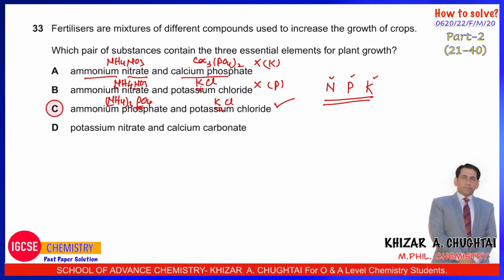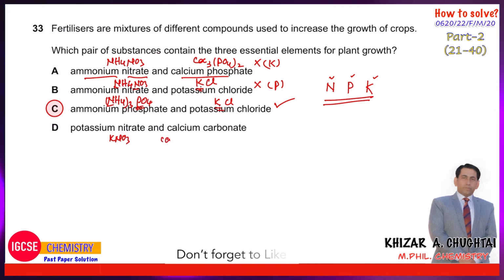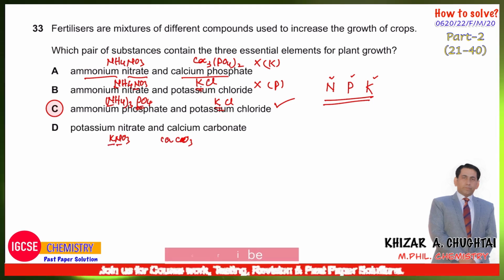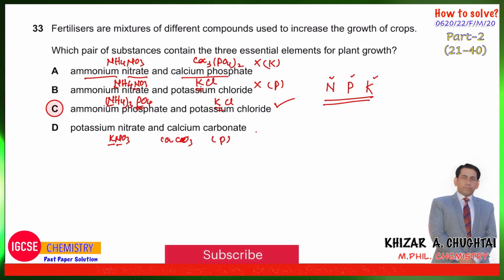However, let me check the D one. Potassium nitrate, KNO3, and calcium carbonate. There is nitrogen, potassium. Again, phosphorus is missing. So it is confirmed that C is the correct option.